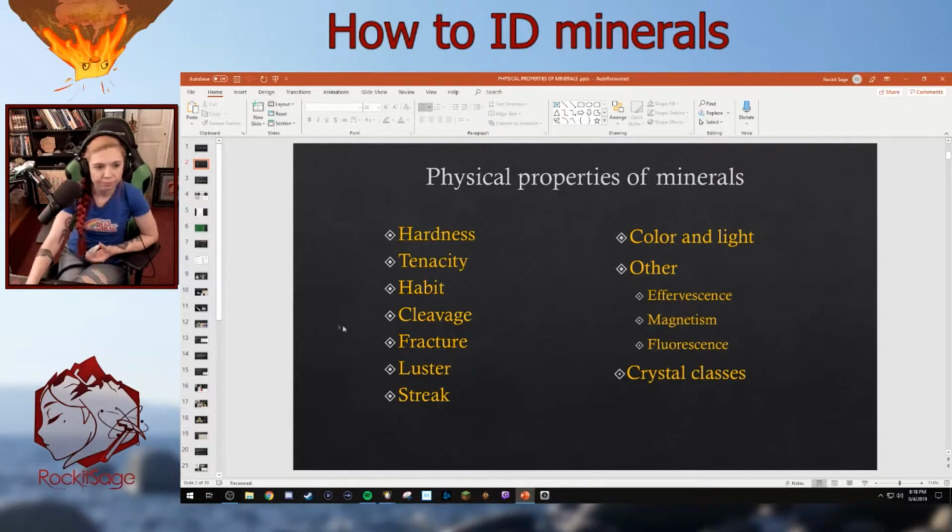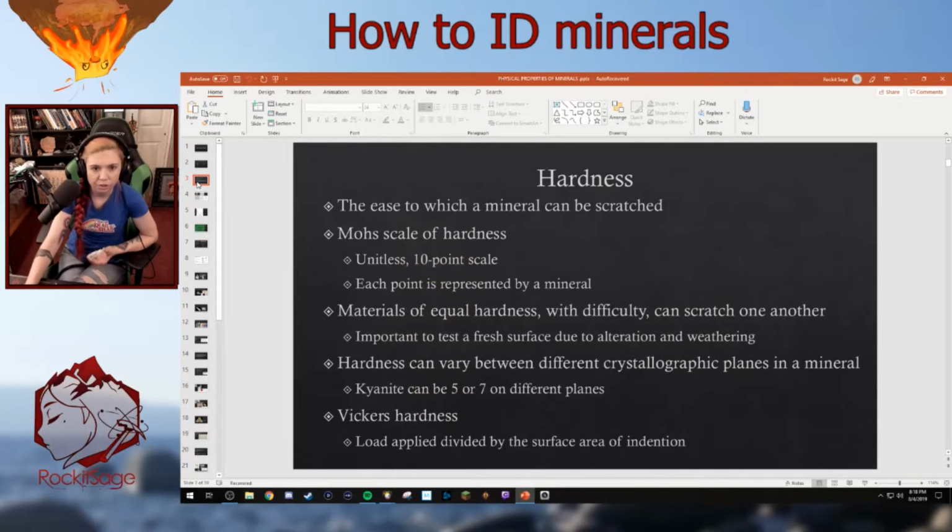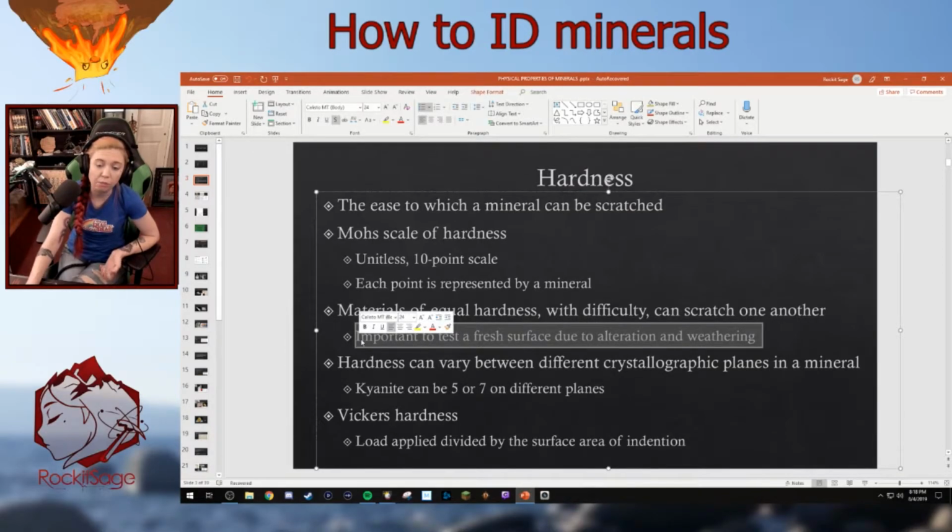All right. I'm going to move on to hardness. The Mohs hardness scale is unitless. It's a 10-point scale. Each point is represented by a mineral. Materials of equal hardness with difficulty can scratch one another. Important to test a fresh surface due to alteration and weathering. This is really, really important.